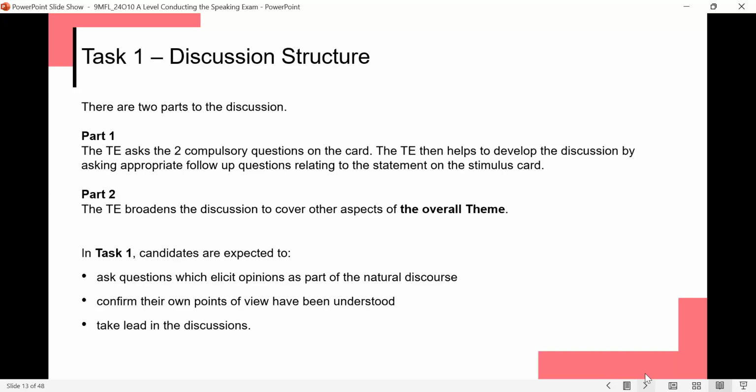And the assessment objective 1 marks, those marks for interaction, are very much marks that are about the naturalness of the discussion. And so sometimes students want to prepare a quite complex question. You know, what would you do if you were the president of France? Well, you probably will never be the president of France. So it's not quite such a great question as a simple question that says, "Do you agree?" and "What do you think?" or so on. They also should be confirming that their own points of view have been understood. Do you understand? Does that make sense? That kind of thing. And they also need to take the lead in the discussions.